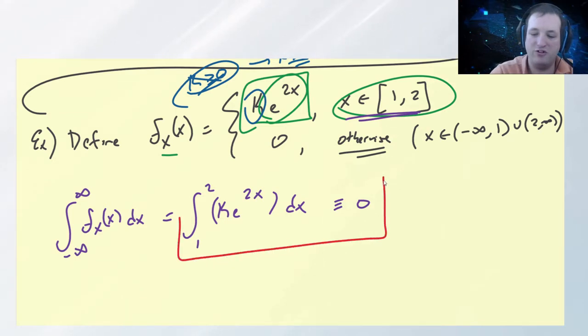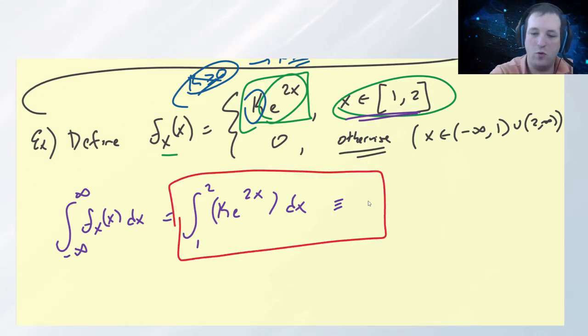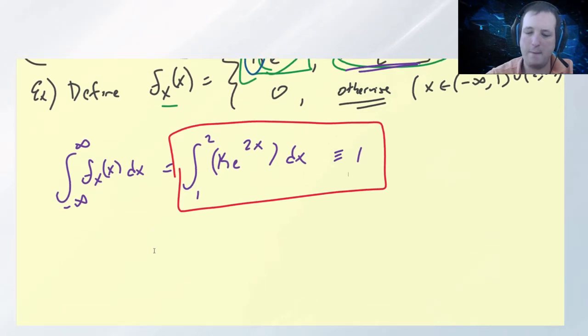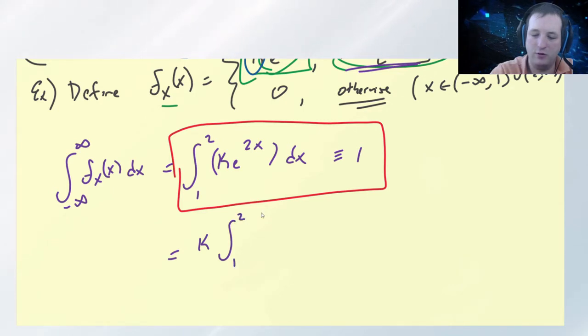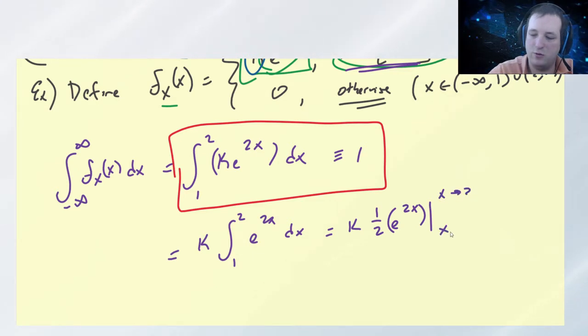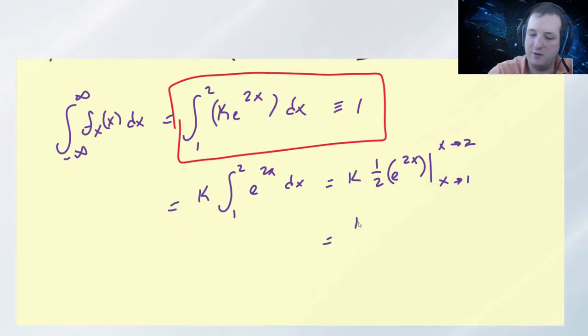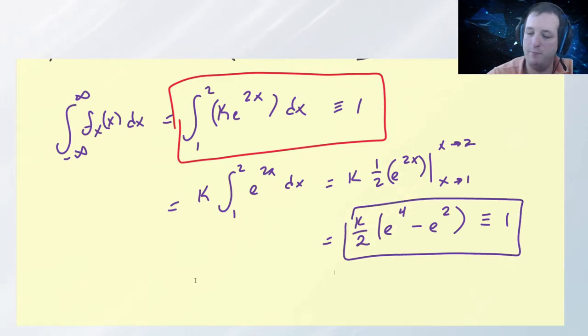So we need to solve this equation for k, and that should say 1, not 0. All right. So we clearly see that this is going to be equal to k times the integral from 1 to 2 of e^(2x) dx, right? And we know that the integral of e^(2x) is equal to 1/2 e^(2x), and then we need to evaluate this as x goes to 2 and as x goes to 1. So that's going to be equal to k divided by 2, times e^4 minus e^2. And we know that this must be equal to 1.